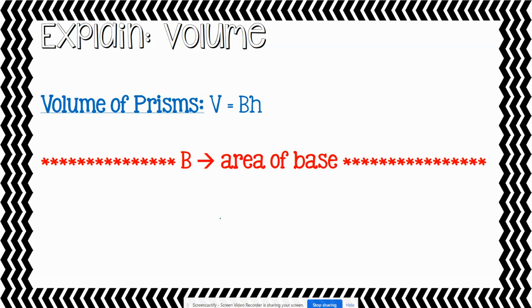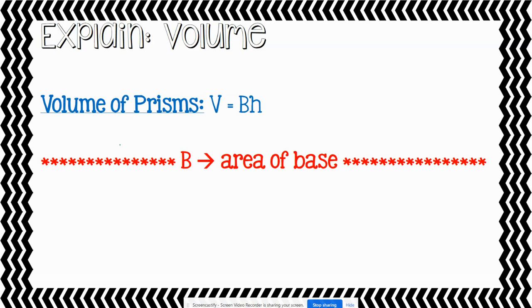When we talk about volume, volume is always the cubic units that are required to fill a shape. When we find the volume of prisms, we do volume equals capital B times H. Remember that capital B stands for the area of the base. So you always need to look at what is the shape of your base, and you need to find the area of that base. Then you would multiply by the height of the prism.